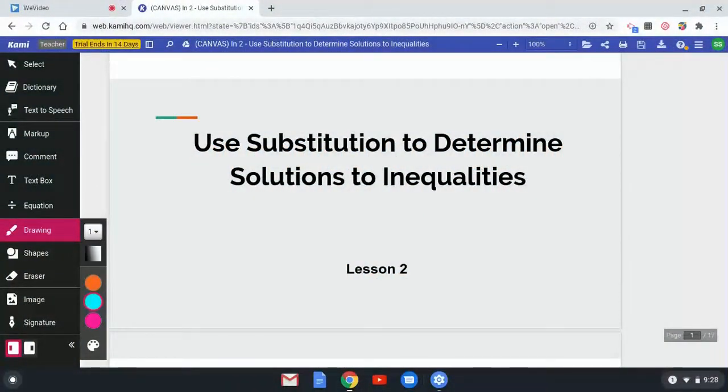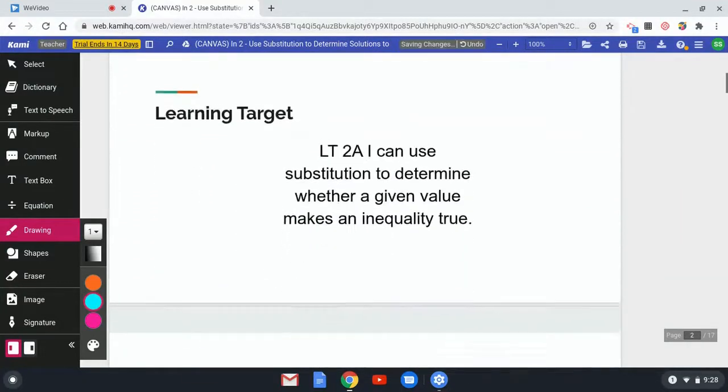Yesterday was so fun learning something new and trying something where we talked about what an inequality is. It's showing something that's less than or greater than or equal to, and how we can show all the answers to that on a graph. So today we're going to determine whether numbers make an inequality true.